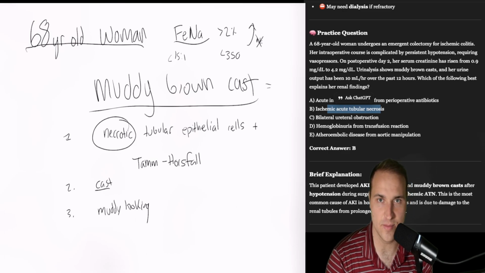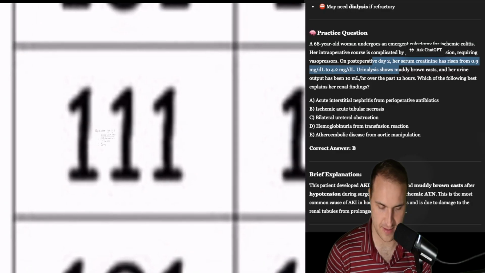The final takeaway is that muddy brown casts are dead giveaways for acute tubular necrosis. It also helps to know that this is the cause of direct tubular injury, either from ischemia or nephrotoxins. Okay, there we go. First question.